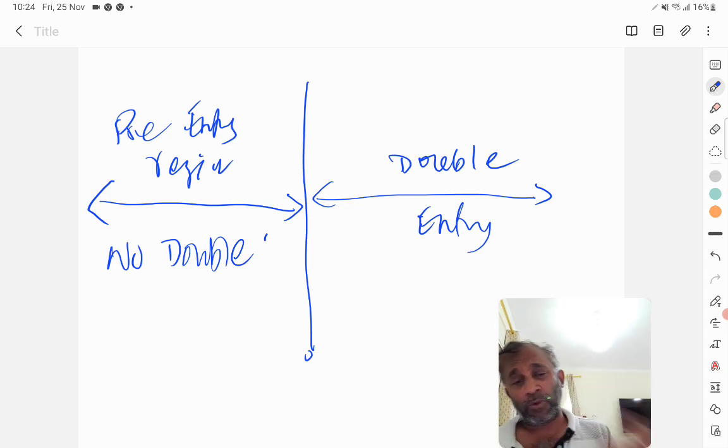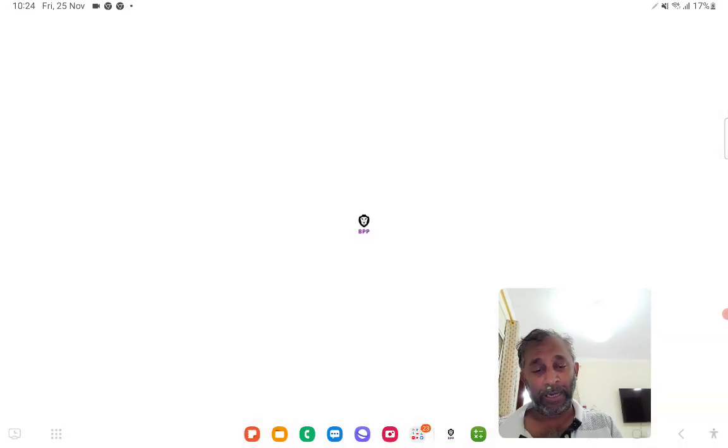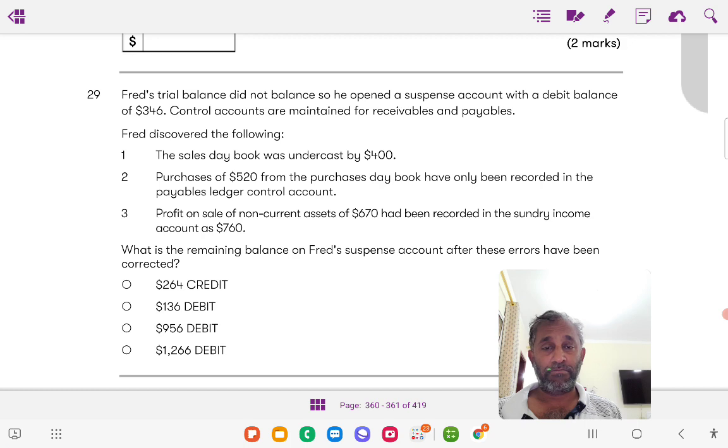So the sales day book is a prime entry book, and that has got nothing to do with the double entry. So any mistake taking place in the sales day book will not have an impact or reflection on your accounting entries, and this will not lead to any disagreement in the trial balance. Accordingly, the first answer is not correct. So we don't need to worry about it, in other words.